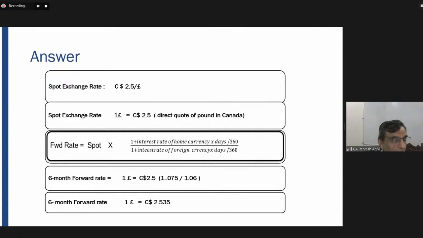So which means that the pound has appreciated. Okay, fine. So it was 2.5, and now the pound is going to 2.5, which also means that the Canadian dollar has depreciated. Okay, so let's now solve the question.